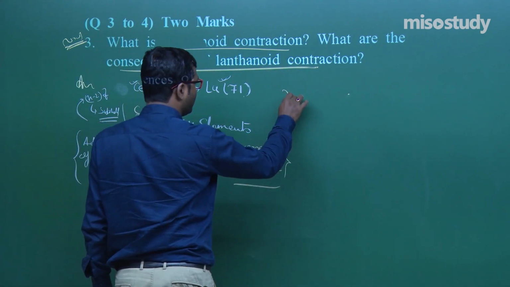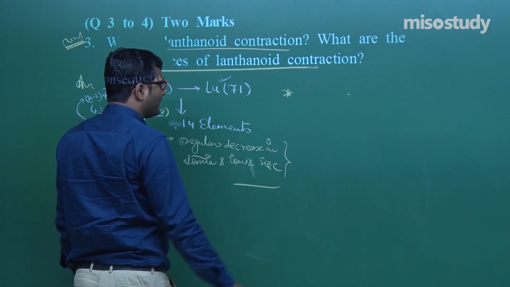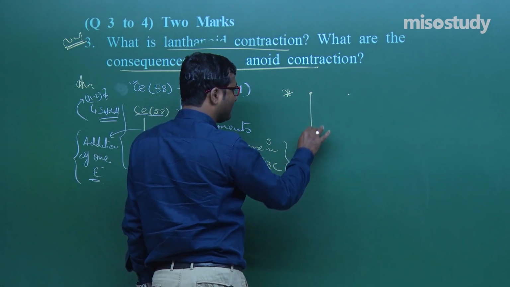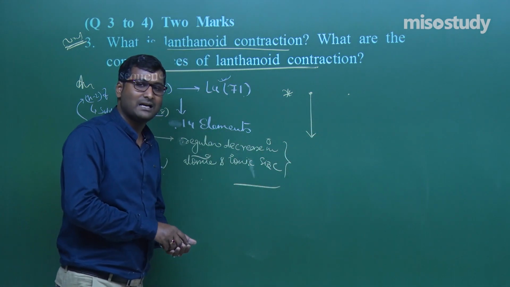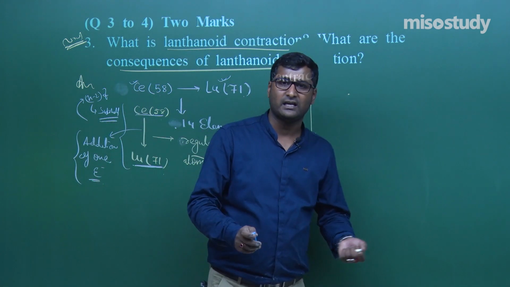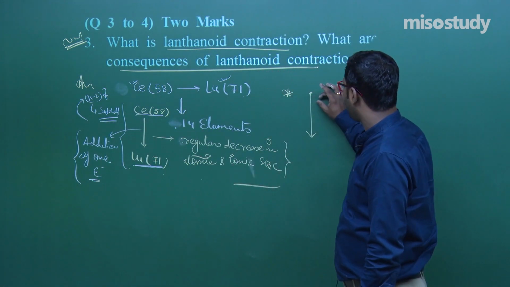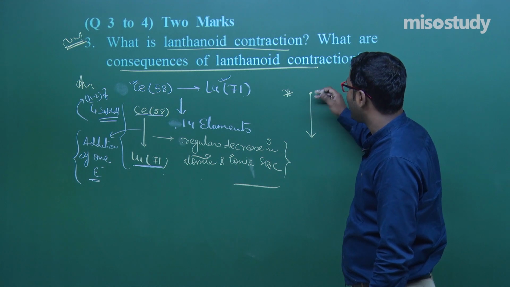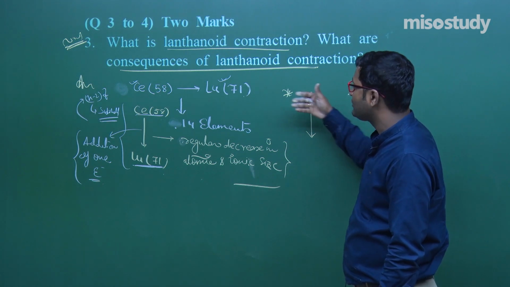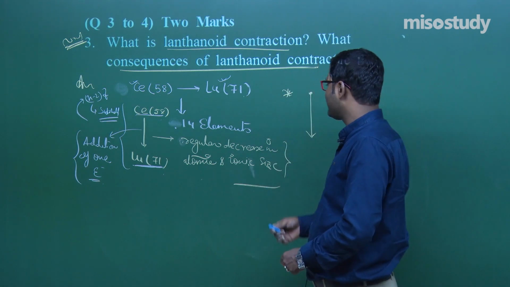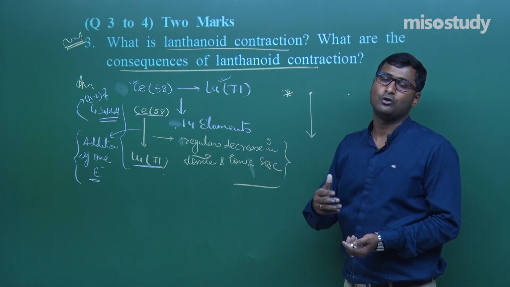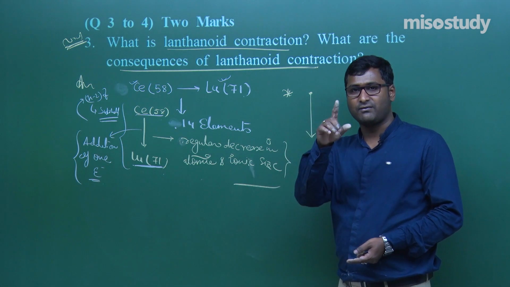First consequence: due to lanthanide contraction there is a decrement in size, but the decrement in size is very small. That is, there is no large difference in size between two elements of the lanthanide series. Due to this reason, they all have almost equal chemical properties. This is the first consequence.